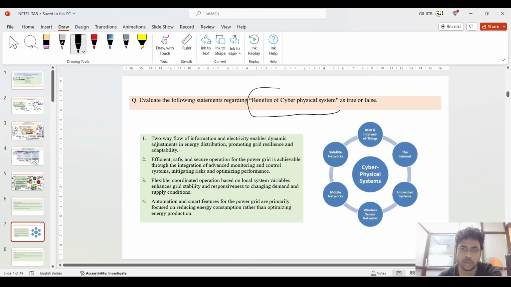Okay, coming to this next question, that is related to the benefits of this cyber physical system. Here I have given four statements. You have to tell me which statements are true regarding these benefits of this cyber physical system.